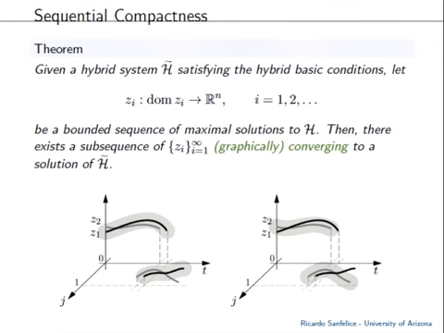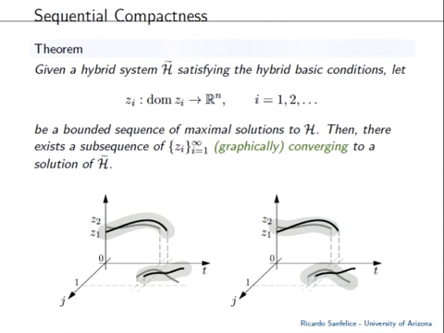If you have a hybrid system H tilde satisfying the hybrid basic conditions, and you're given a sequence of solutions that is bounded, and each element is a maximal solution, meaning that you cannot extend it any further due to flowing or due to jumping, then there will exist a subsequence that graphically converges to a solution of the hybrid system itself. Okay? And by graphical convergence, we mean the distance between the graphs converges to zero, and the picture that is right here is actually telling you that.